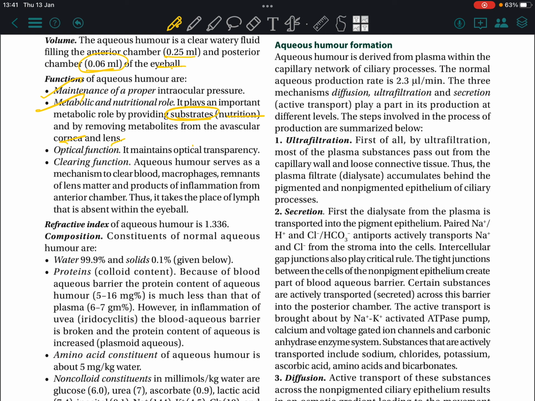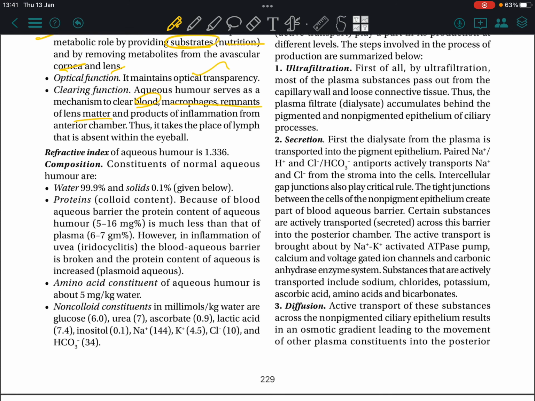Optical function: it maintains optical transparency. Clearing function: aqueous humor clears blood, macrophages, and remnants of lens matter, and products of inflammation from the anterior chamber. Thus, it takes the place of lymph, and it substitutes for the lymph, which is absent in the eyeball. It's absent in the anterior and posterior chamber.